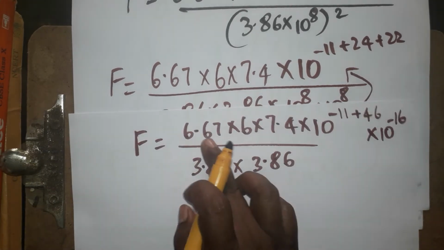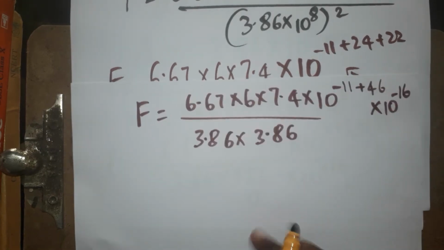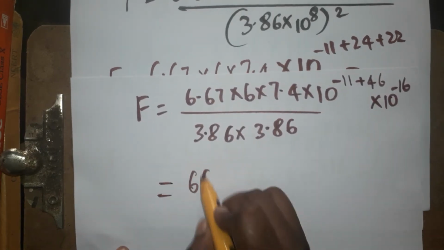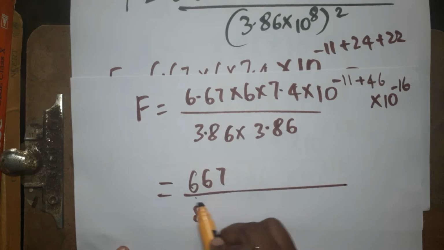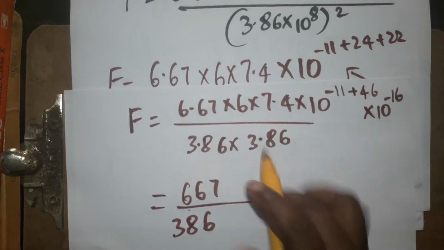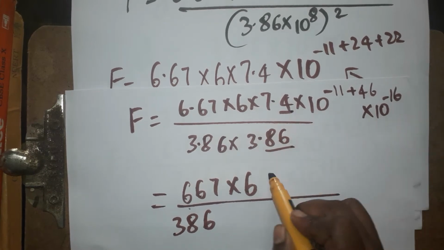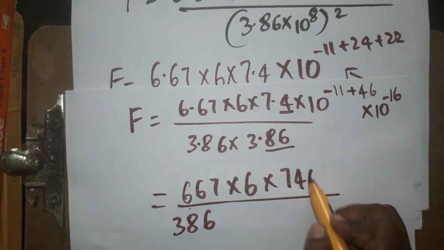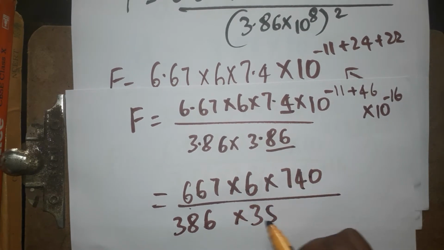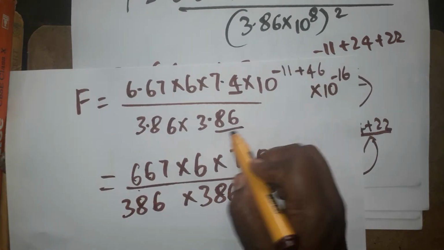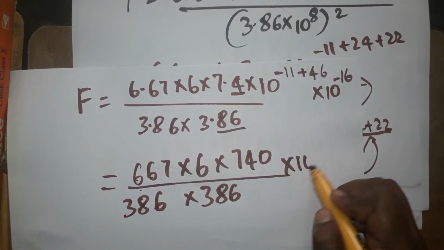2 decimal is there, 2 decimal is there. 100 numerator and denominator you can multiply. Okay, so 667, 8386, okay, into 6, denominator 2 decimal, numerator 1 decimal. So 100 you can multiply, 740 we will get, denominator 386 we will get, okay, because of this 2 decimal, 1 zero extra I am getting.